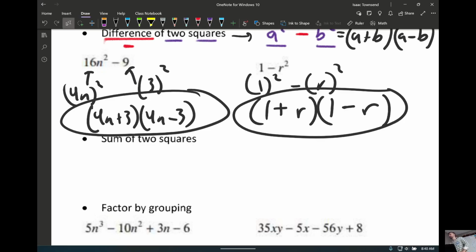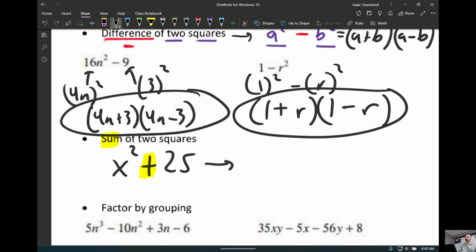So also easy questions, but you have to pick up on the pattern. You have to catch when it's the difference of two squares. Sum of two squares, I don't have any examples here because this one does not factor. Something like this is two terms. They're both perfect squares, but because they're being added, there is no way to factor this.